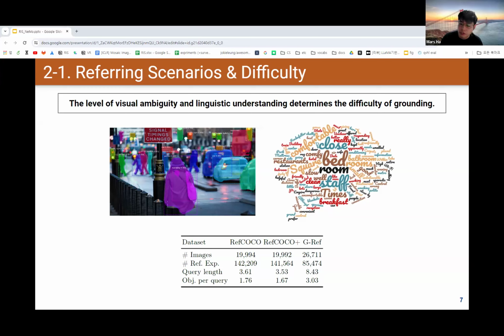However, in the preliminary experiment and analysis, I found that these numbers are not sufficient to guarantee the quality of data to train the model to really understand the subtle visual difference and texture cues, which I believe are the key factors in RIS task.